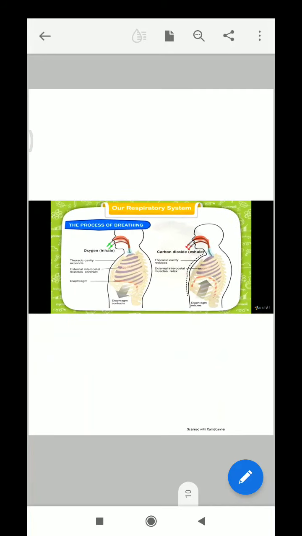So carefully see this video, and while seeing, open your book, open your GSC book, pages 26 and 27. The remaining topics, deep breathing and air pollution, we will discuss in the next class.